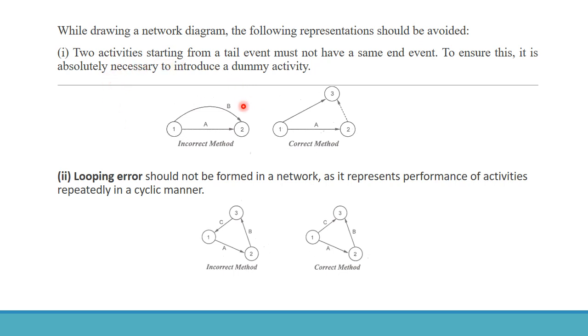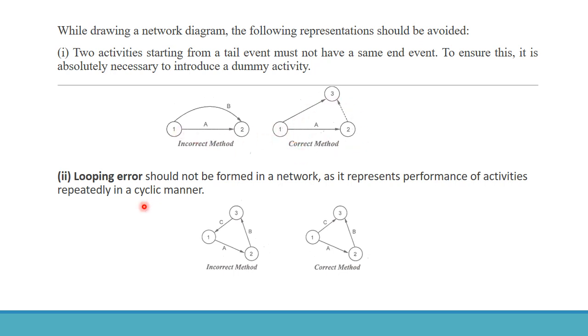Two activities starting from a tail event must not have the same end event. To ensure this, it is absolutely necessary to introduce dummy activities. So this is an incorrect method. This is actually correct.